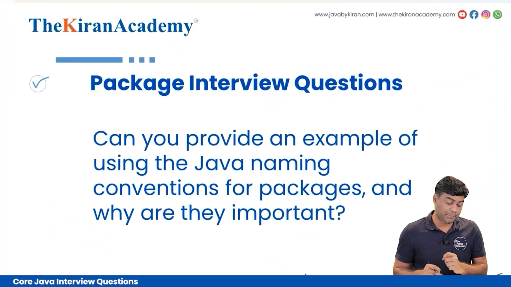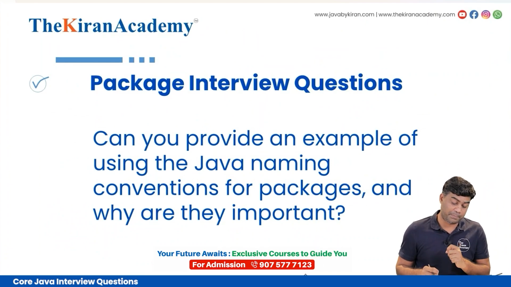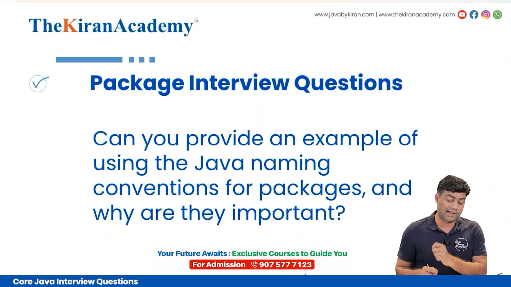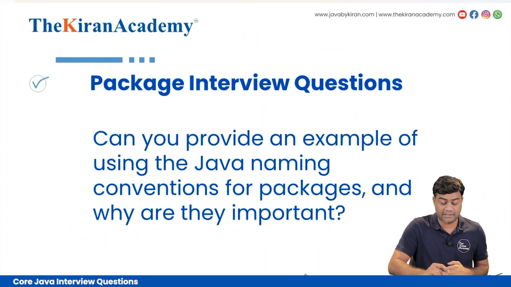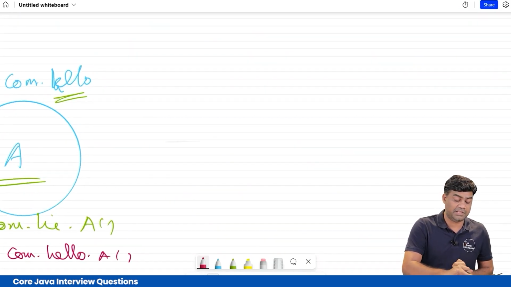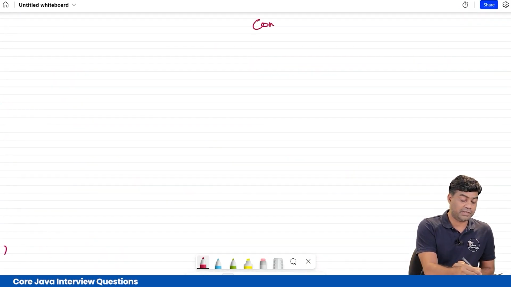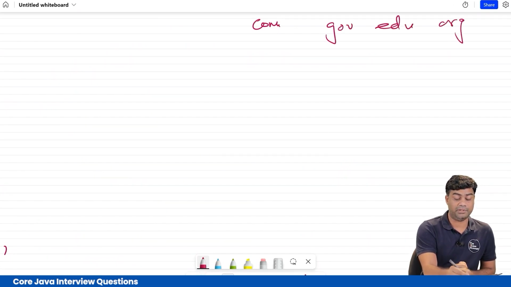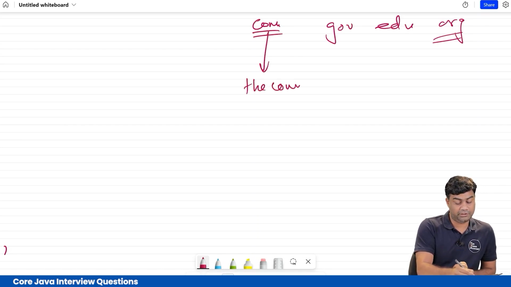Can you provide an example of using Java naming convention for packages, and why are they important? Yes, there is some standard, which I already told, but in short, I will tell you again. Firstly, we'll write com, or maybe edu if it is an educational website, or org if it is open source. Com means commercial. Then we mostly write company name. So here, the Kiran Academy.